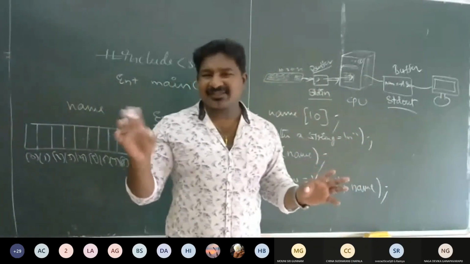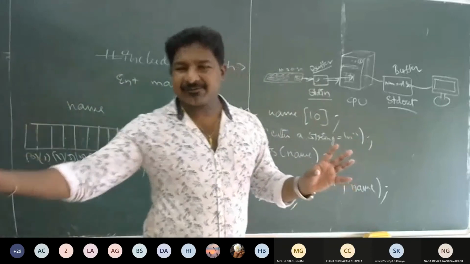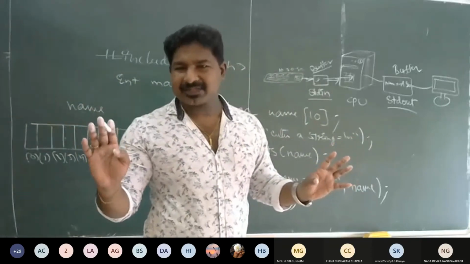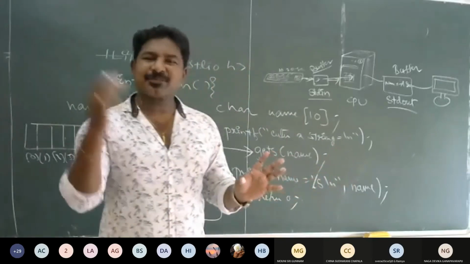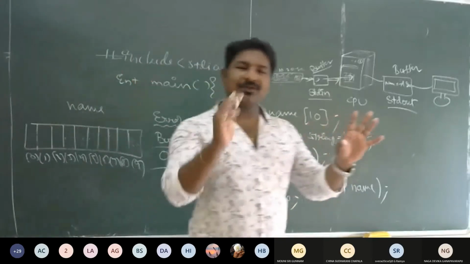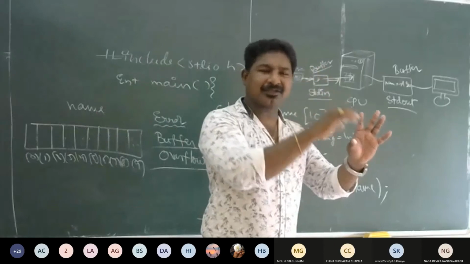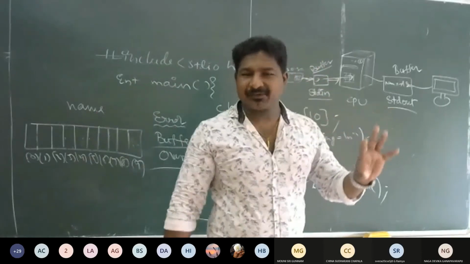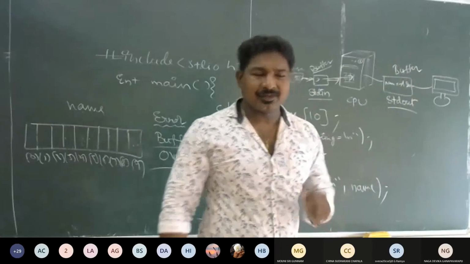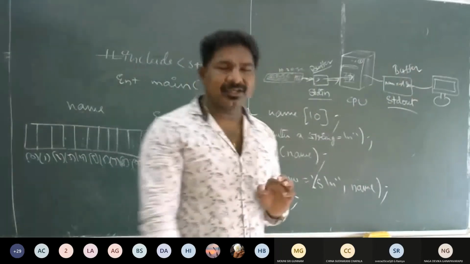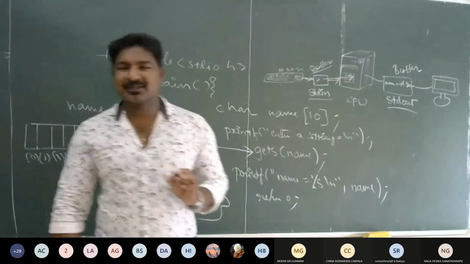What is the job of the standard in? It will read the data from the keyboard and keep it for some time and transfer it to the program. And whatever you are printing on the screen, those values will go from the program to a place called the standard out, which is a buffer, and later those are transferred to the screen. Are you getting my point? This is a very important question for the placements.